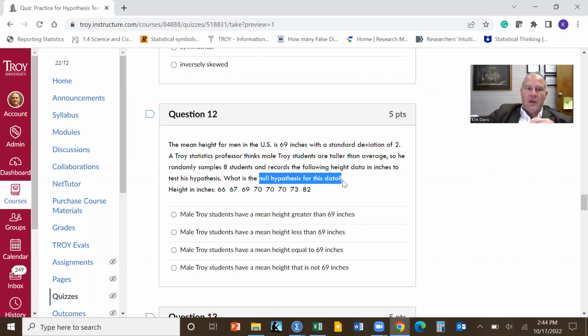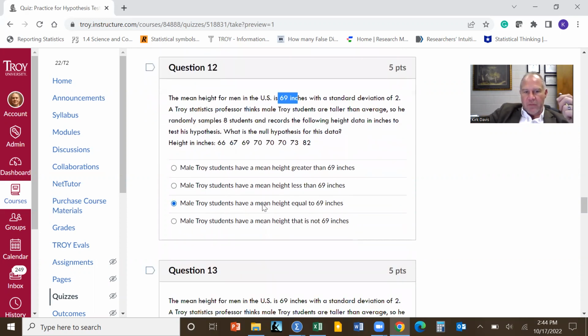Right? So in this case, the null would be, we don't expect Troy male students to be any taller than what we already know the population mean to be. So we know the population mean to be 69. So the null is going to say, I don't expect Troy students to be any different than 69. So that is this guy. Male Troy students have a mean equal to 69. There's nothing going on to make them different.